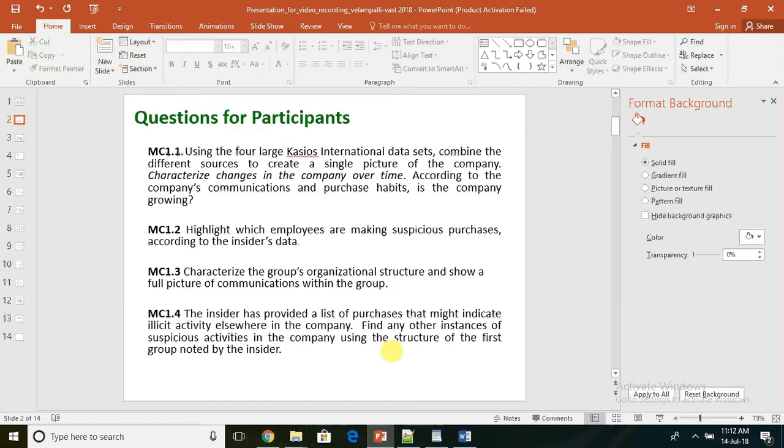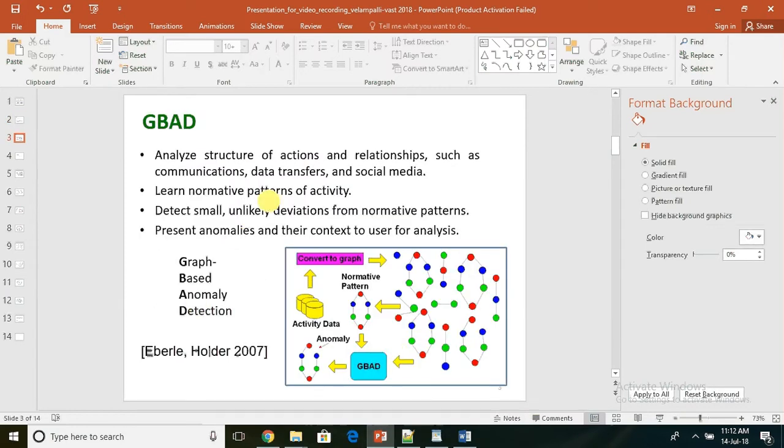To solve this challenge, we used a graph-based annotation tool called GBAT. The input to GBAT is data represented in the form of a graph. GBAT first discovers normative patterns based on the Subdue system and finds suspicious patterns.